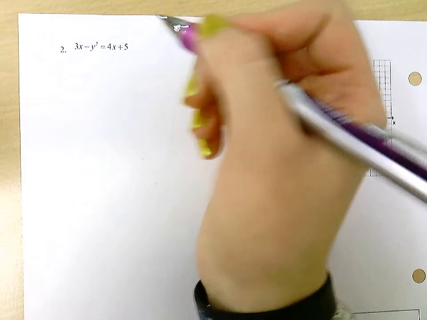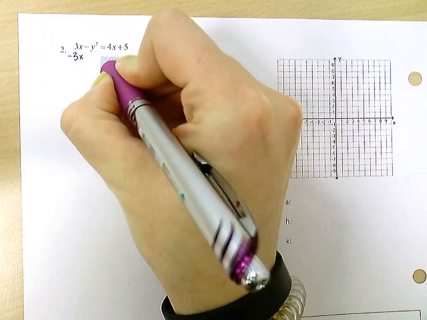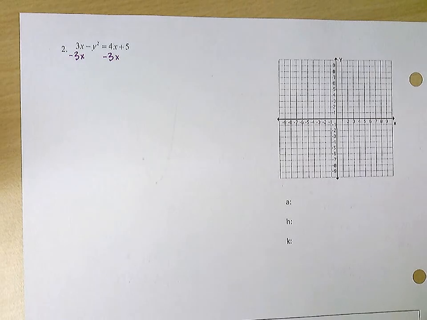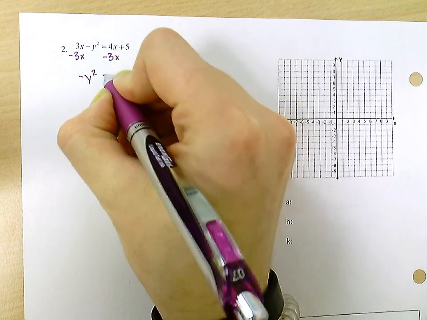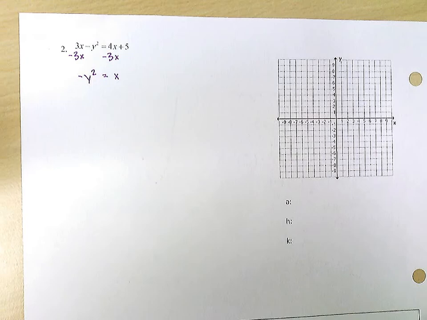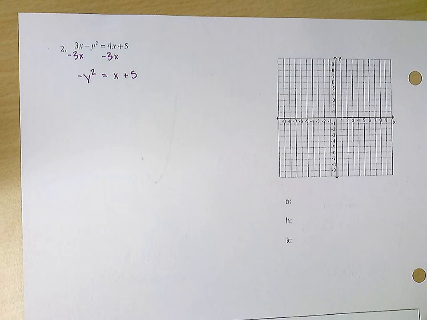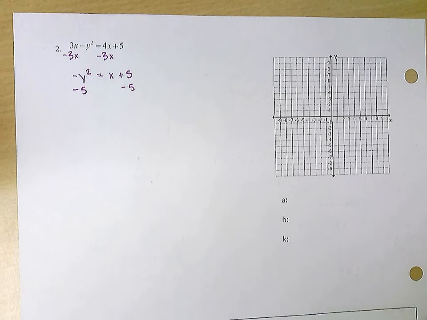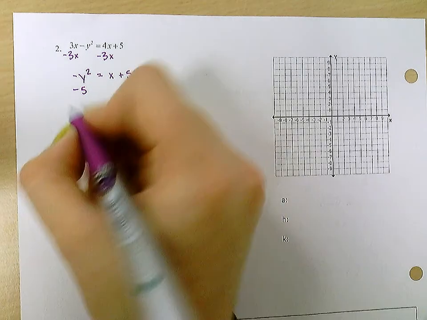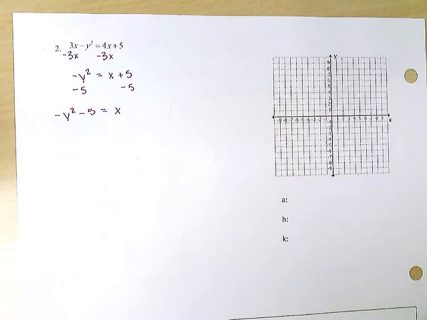So that means I'm going to subtract 3x from both sides here because I want my x's together. So I have negative y squared is equal to x plus 5. And I do want x by itself because I want this as an x equals equation. So I'm going to subtract 5 from both sides. So I have negative y squared minus 5 is equal to x.